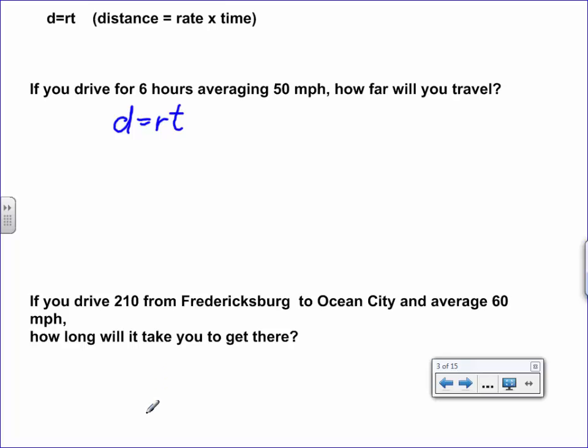Let's see what they gave us. You drive for 6 hours, so they gave us T, time, is 6. And 50 miles per hour. Miles per hour is a speed or rate. So we take out R and put in 50, and that will give you the distance you travel. 50 times 6, 300. So your distance is equal to 300 miles.